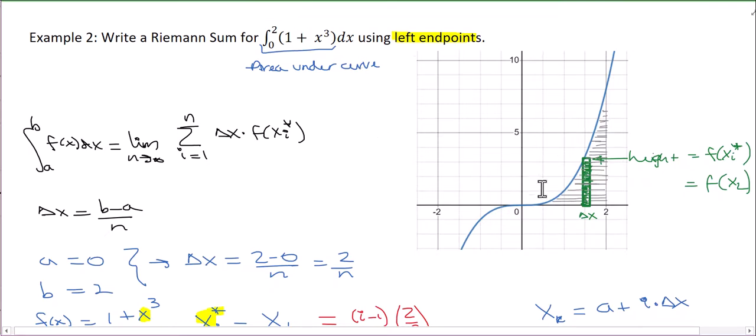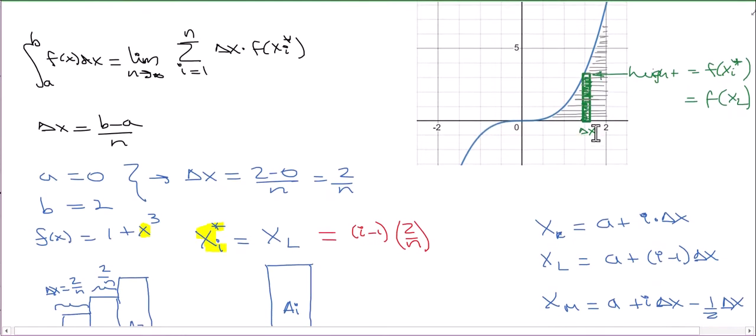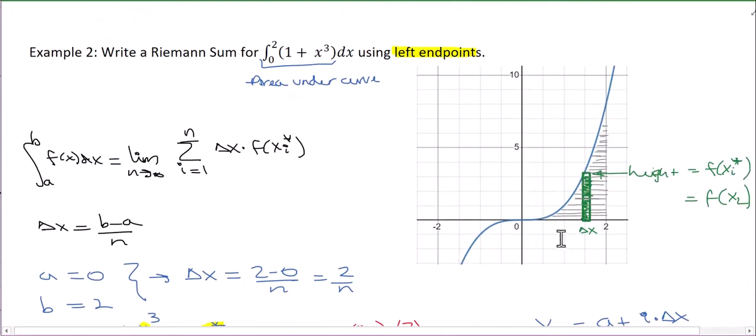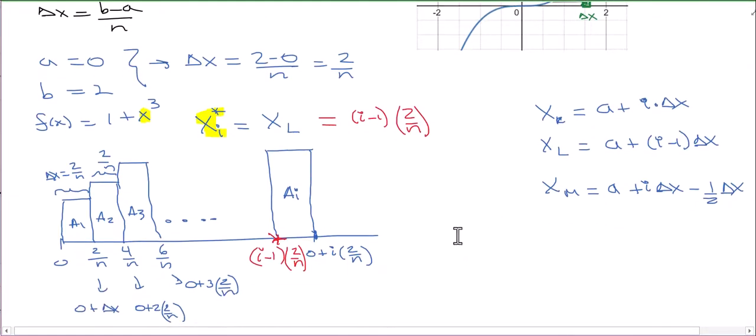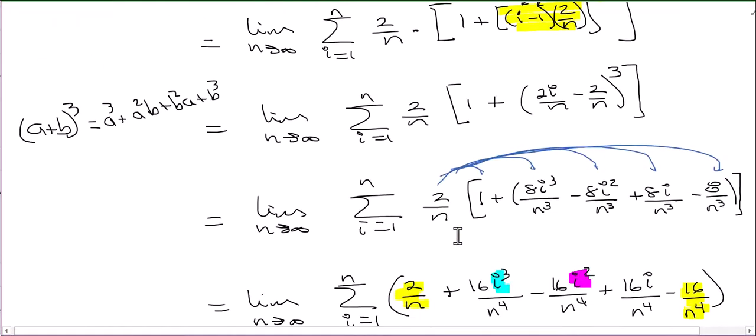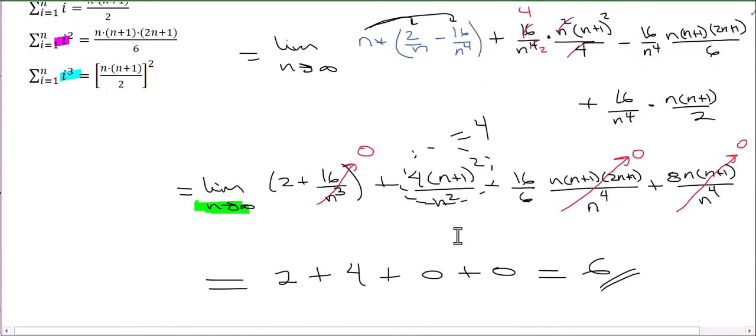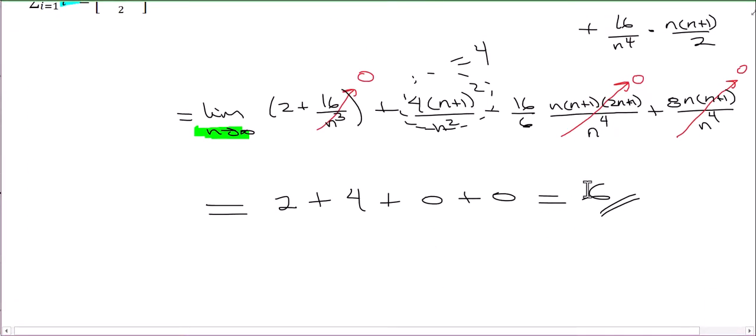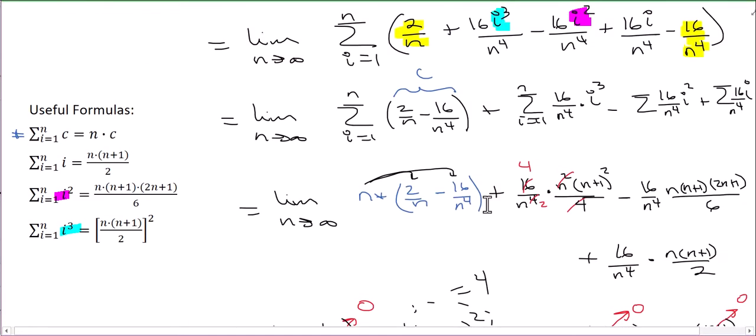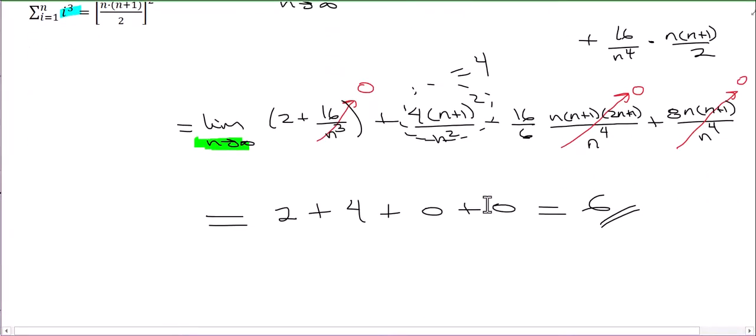Oh, I did not draw this correctly. That should have been up 1 plus x cubed from 0 to 2. So this should be shifted up 1. I drew y equals x cubed instead of 1 plus x cubed. But the area is going to be 6. So after all of that work, the number turned out to be nice.